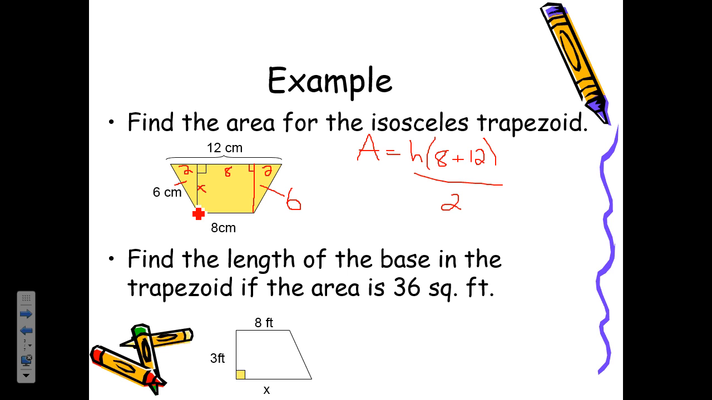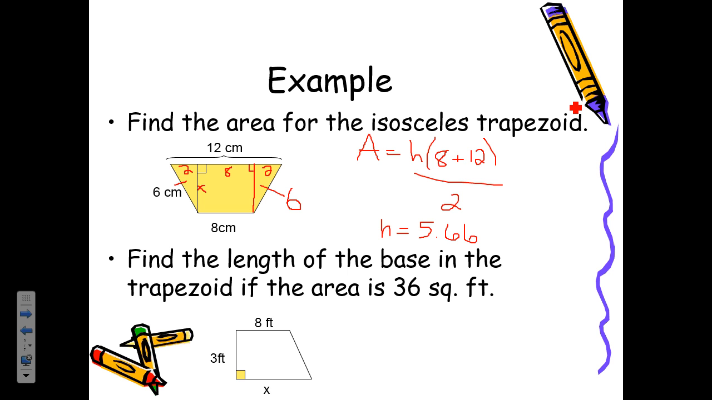And let's just go ahead and get the actual height. So the height here will be 5.66, and we'll round it. Okay? So then let's go ahead and plug that in to our formula.